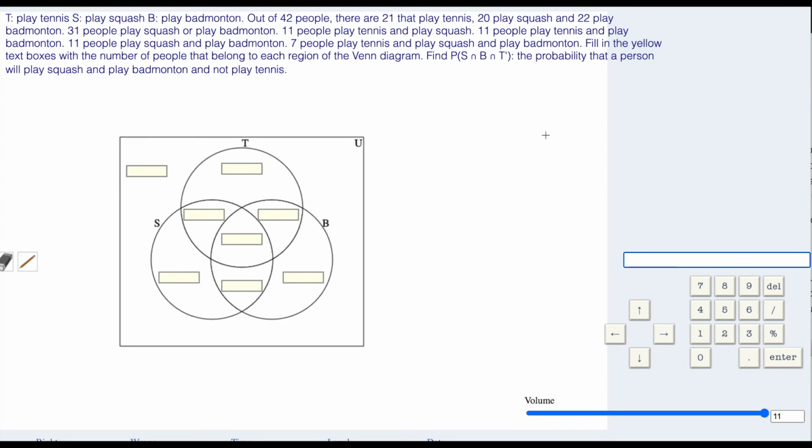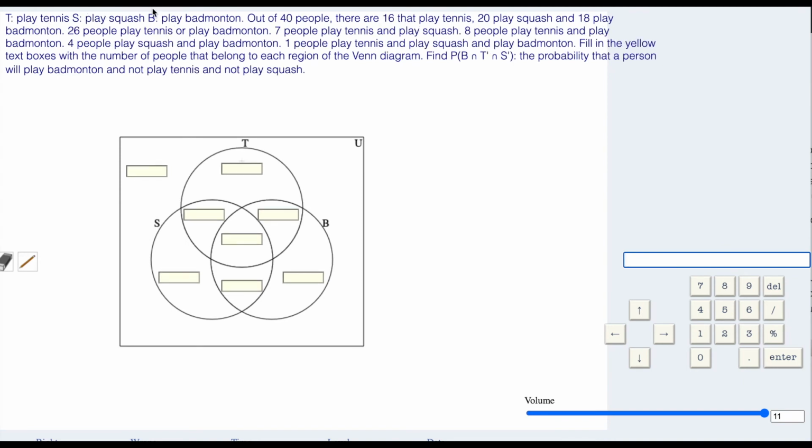Let's try one more. T is plays tennis, S is plays squash, B is plays badminton. Out of 40 people, there are 16 that play tennis, 20 play squash, 18 play badminton, 26 people play tennis or badminton, 7 people play tennis and play squash, 8 people play tennis and play badminton, 4 people play squash and play badminton, 1 person, I should say, 1 person plays tennis and squash and badminton. Fill in the yellow text boxes with the number of people that belong to each region of the Venn diagram. Then find the probability of B and T prime and S prime. That's the probability that person will play badminton and not play tennis and not play squash.